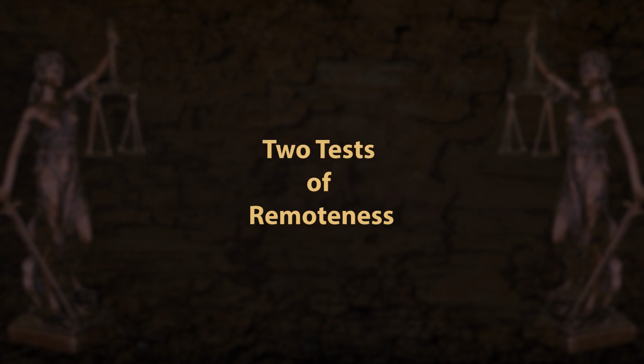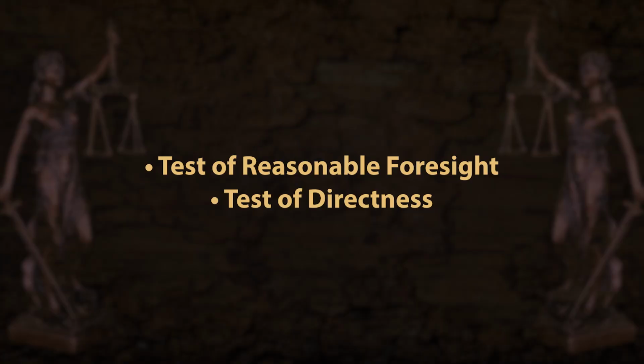Now, two tests of remoteness. Now that we've seen that the law deems a person liable for the injuries caused that were proximate consequences of that person's act, one might ask about the parameters on which the court decides which act is a proximate one and which one is remote. To answer this question, we see two tests of remoteness during the course of legal history. The first one, test of reasonable foresight. Second, test of directness.